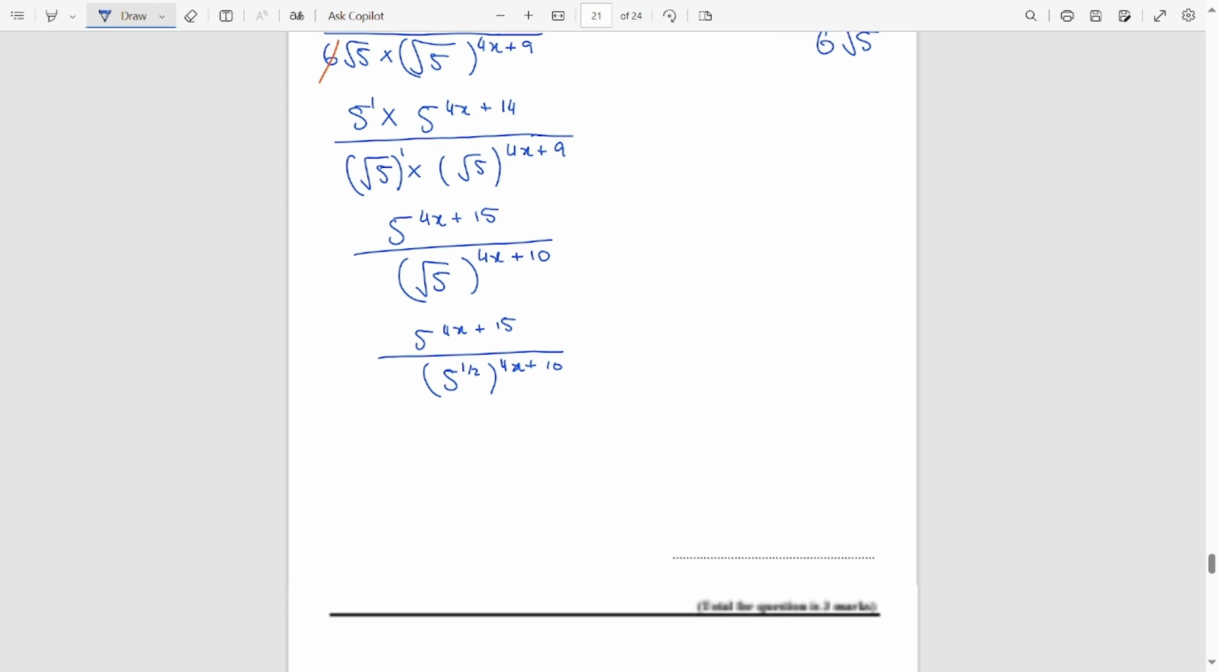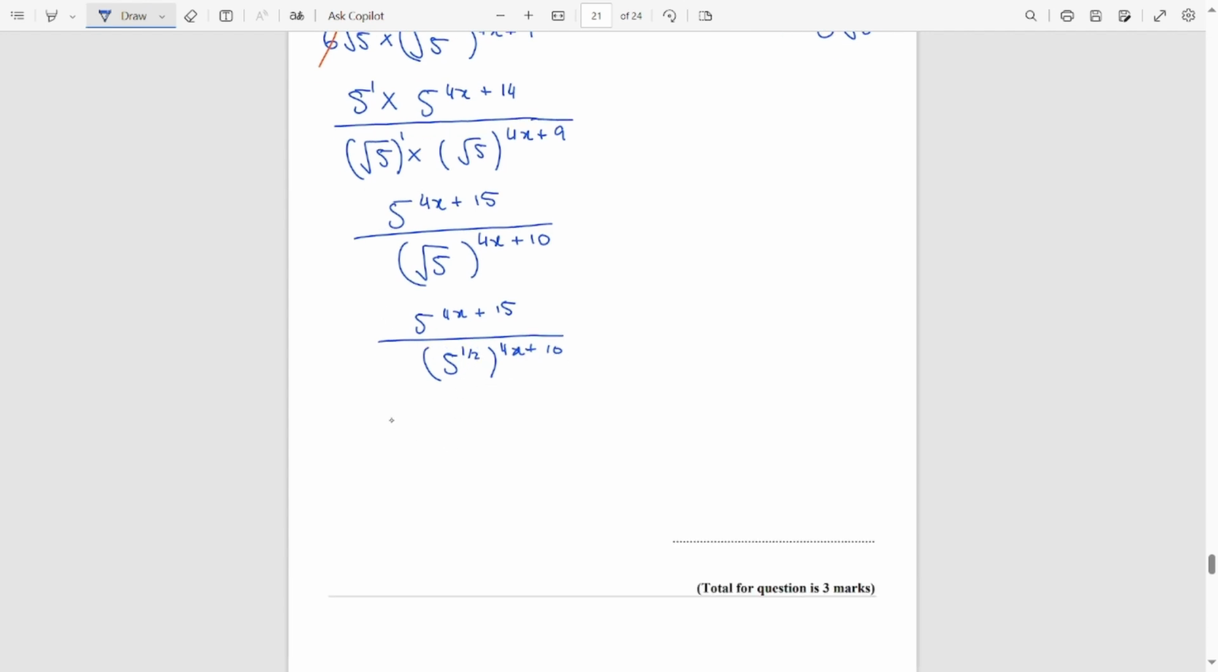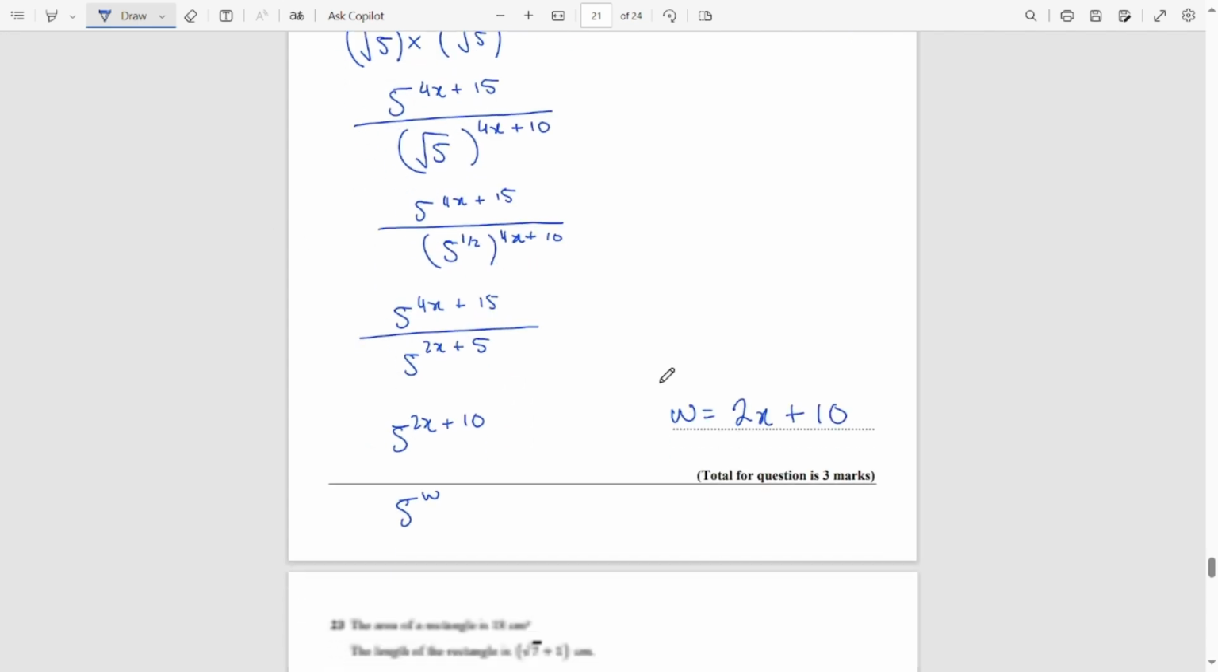Now I can do the same thing that I did before now on this denominator, and I can multiply a half by 4x plus 10. So this is 5 to the 4x plus 15 all over, now multiplying by a half, I have 4 times a half, which is going to be 2x plus 5. And then lastly, I can use my division law. I know that if I'm dividing two things, I subtract the indices. So this is 5 to the power of 4x minus 2x, which is 2x, and 15 minus 5, which is 10. And so I've now simplified it down into one index to the power of 5. And if you remember from the question, it was 5 to the w. So the equation for w is 2x plus 10. And we can move on.